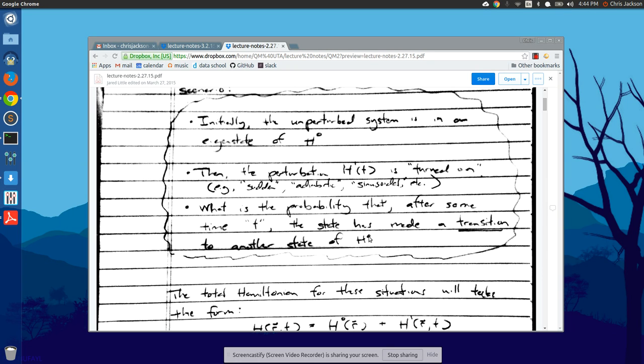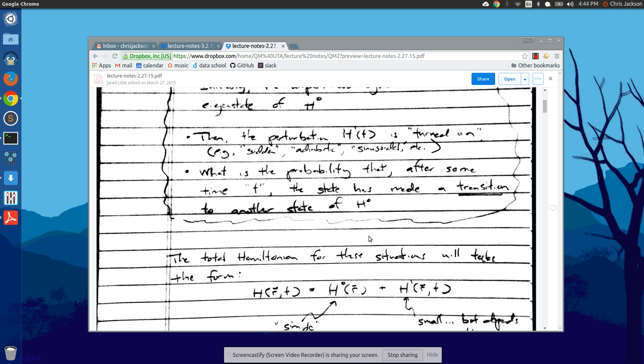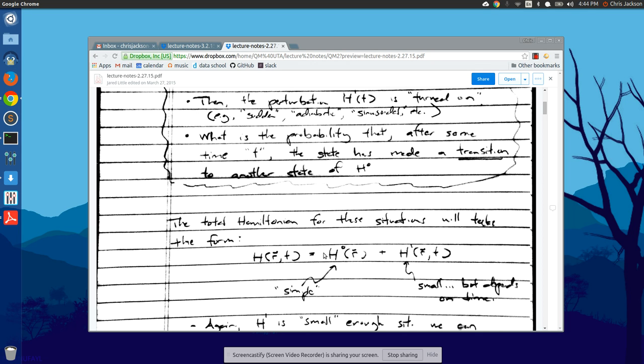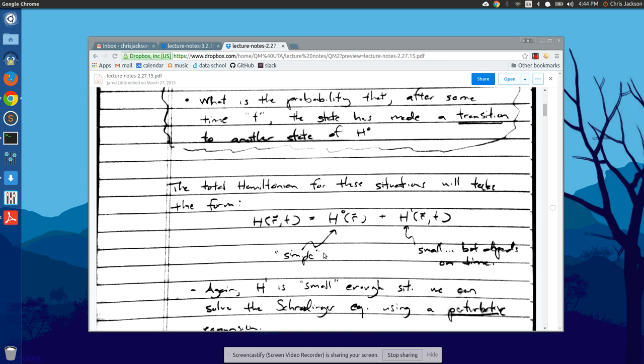The main question you're looking to answer in these types of problems is: what's the probability that you have a system that's initially in some state I, and then you turn on your perturbation, and the state has made a transition during some time t? The idea is to compute the overlap coefficients, the coefficients that come from the overlap of the initial and final states.